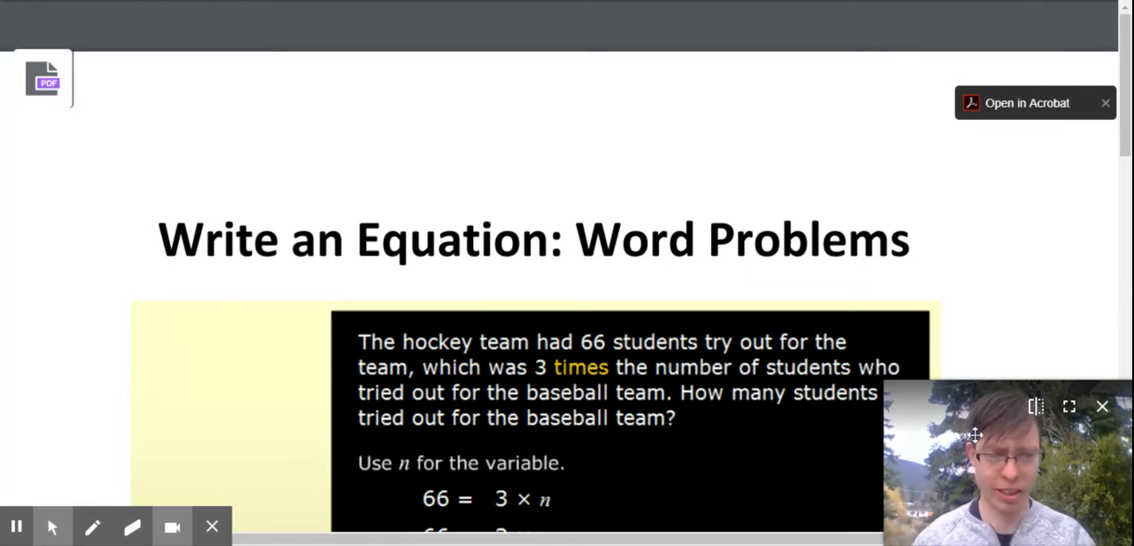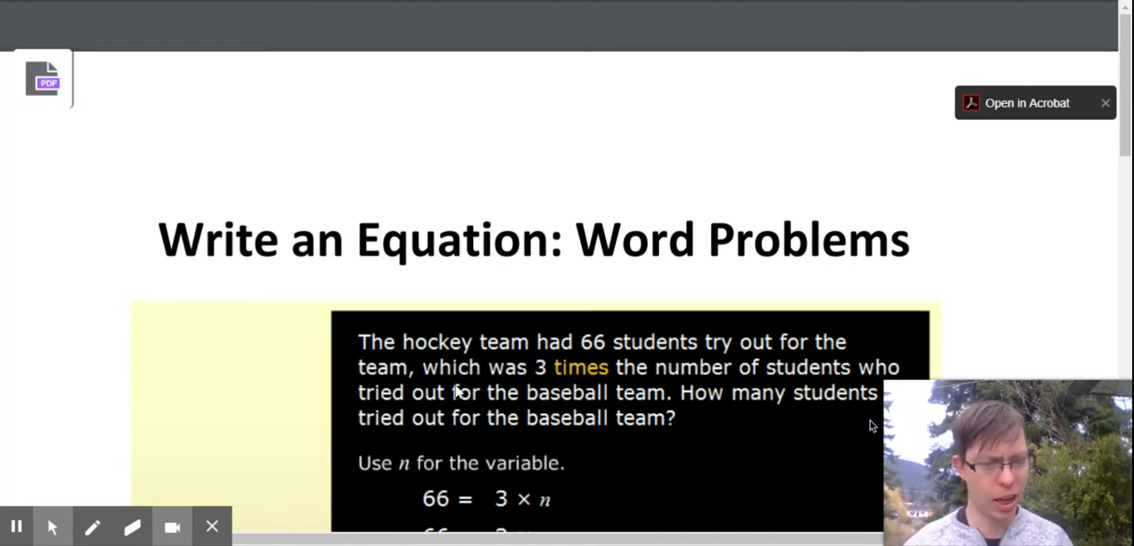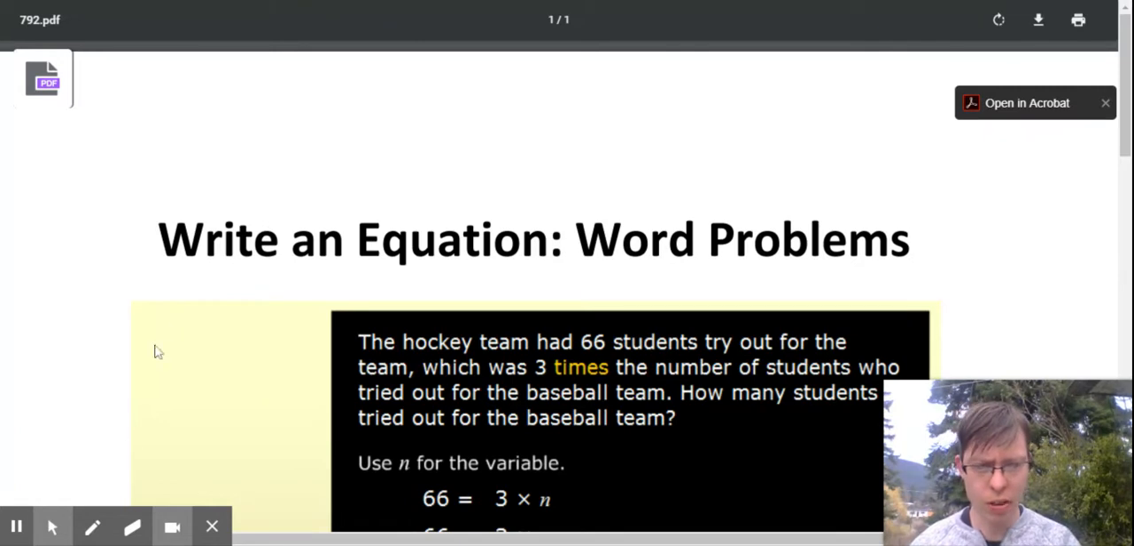So, this sounds really confusing. But the important thing when solving word problems with missing variables is you have to identify your numbers and what you have and write it down. So the very last thing that they're asking here is how many students tried out for the baseball team. So that's going to be your missing variable. That's going to be your x, or in this case, it's n. Okay. So let's take a look.